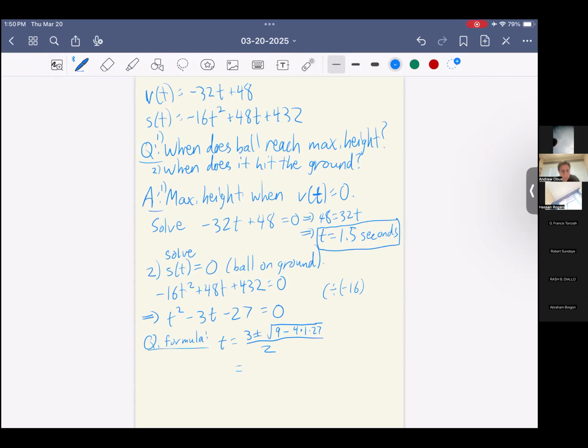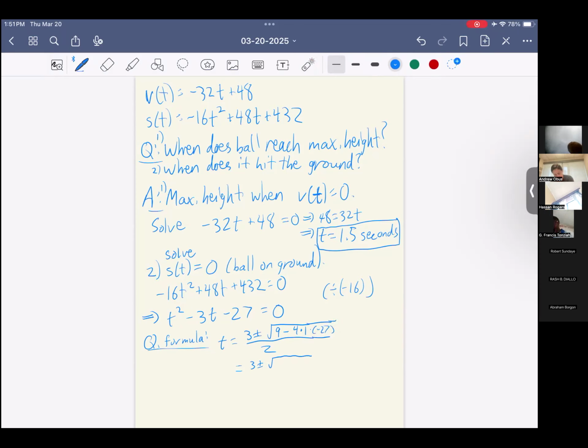I don't think this factors, right? We get minus 27, right? Yeah, but we put positive. Well, right, all the signs change because I'm dividing by negative 16. In the radical, that's what I'm trying to say. Oh, sorry, yes, you're right. Sorry, minus 27. Thank you. 1 times minus 27.